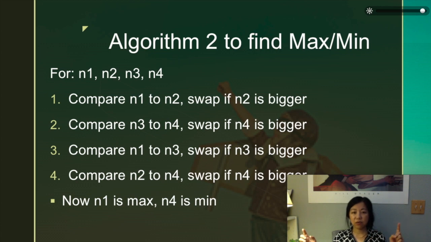Now you know that the numbers in position 1 and position 3 are the biggest among the two numbers they were compared to, and so you compare them. If number 1 is the biggest, it stays where it's supposed to be. If number 3 is bigger, you swap them. The same for number 2 and number 4. If number 4 is bigger, you swap them. So after only 4 comparisons, n1 is always the maximum and n4 is always the minimum.